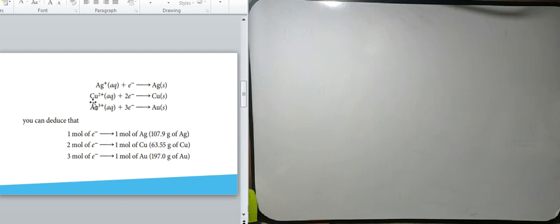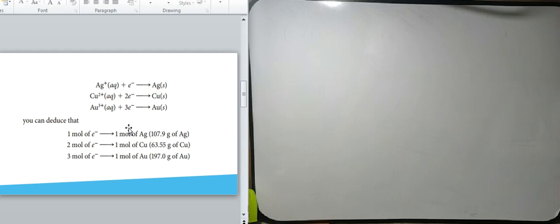In the second half reaction, we have copper 2 plus aqueous plus 2 electrons leading to solid copper. So we can conclude that 2 moles of electrons is equal to 1 mole of copper. While the last one, Au3 plus, or gold 3 plus, plus 3 electrons leads to solid gold. So 3 moles of electrons is equal to 1 mole of gold. Relations of this type obtained from the balanced equations can be used in many practical calculations involving electrolytic cells.